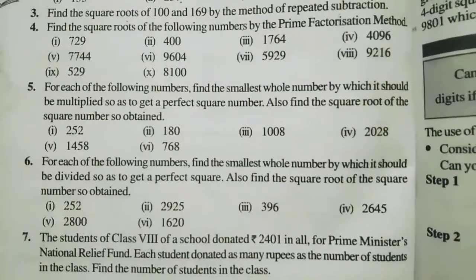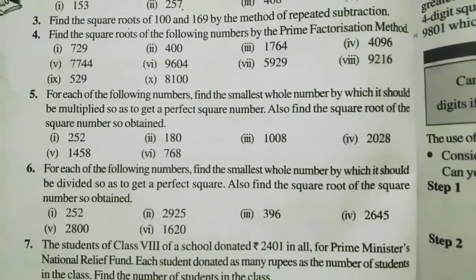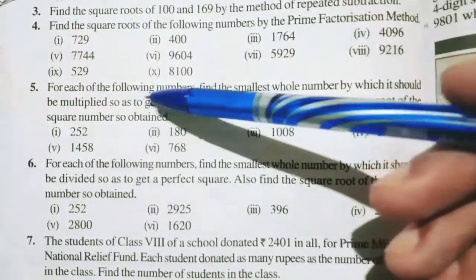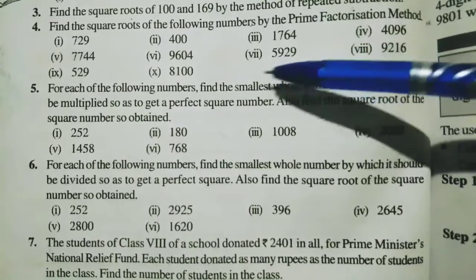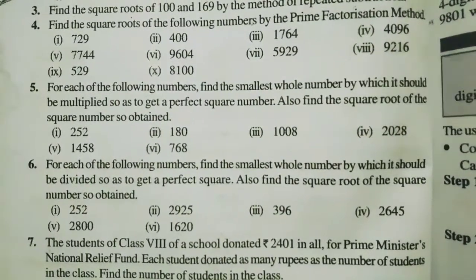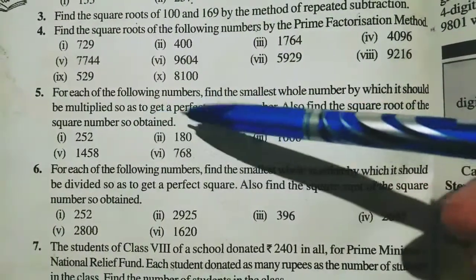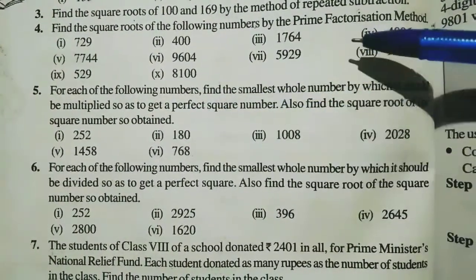So next, all these questions are homework. Please try this at home. Now question number 5. For each of the following numbers, find the smallest whole number by which it should be multiplied so as to get a perfect square number.